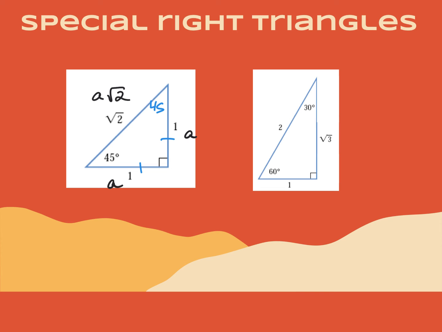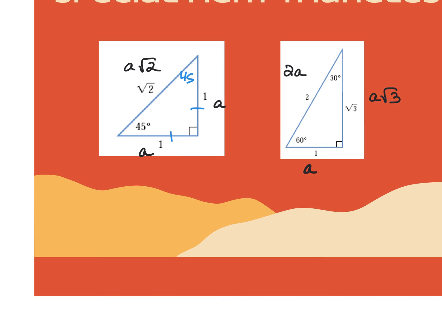Again, when I would teach this to geometry, the side across from 30, I would call that A. The hypotenuse was double that, so 2 times A. And then the side across from the 60 was whatever A was with root 3 behind it. Now, I know sometimes when I would teach this, they were like, oh no, I get confused. Which one gets square root 3? Which one gets square root 2?